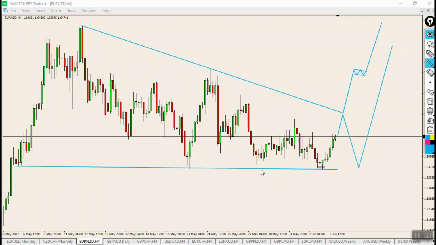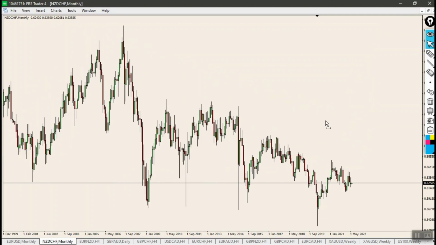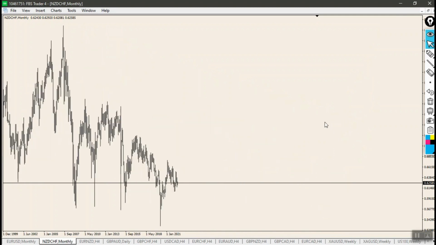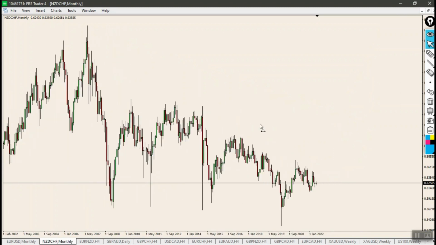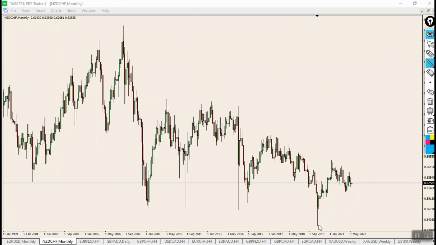Let's move on to NZDCHF. On NZDCHF, of course, we're going to start on the monthly. And on the monthly chart, if we zoom out, or rather let me just keep it here, because this is the only data that I can get off this platform. We see a structure going something like so and something like so.